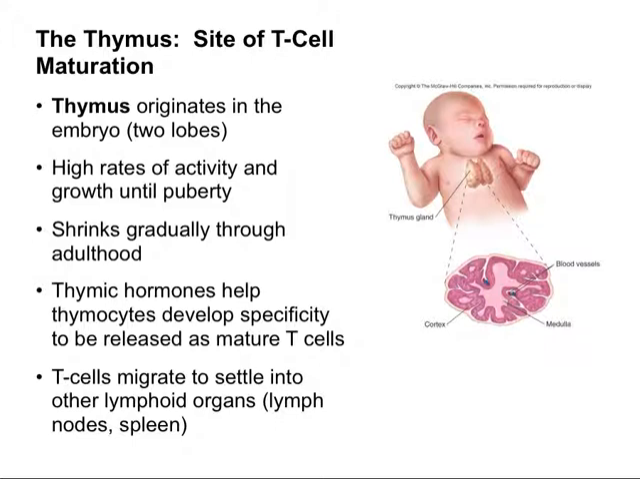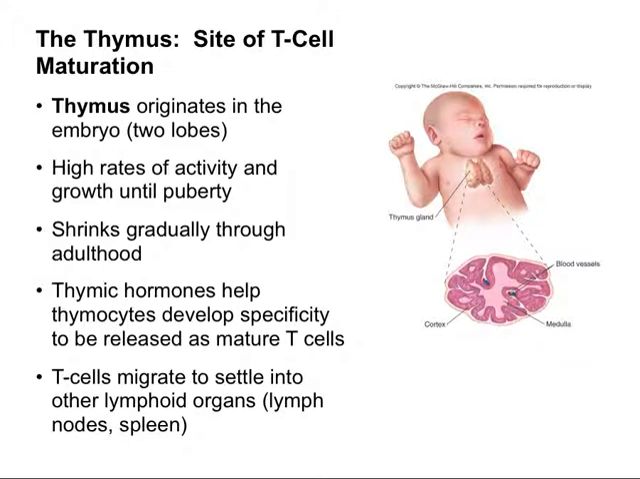Now, the thymus originates in the embryo. It starts out as two lobes that eventually come together to form a triangular section of tissue that's right between the lungs above the heart. It has its highest rate of activity and growth until the age of puberty. And this makes sense because this is when an individual is gaining most of its immunological benefits. It shrinks gradually throughout adulthood, so we're less and less able to produce the T cells as we age.